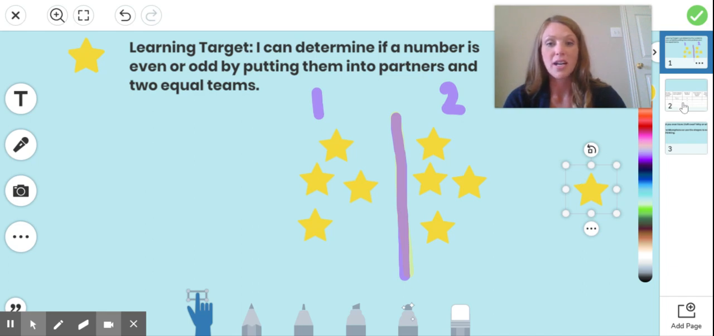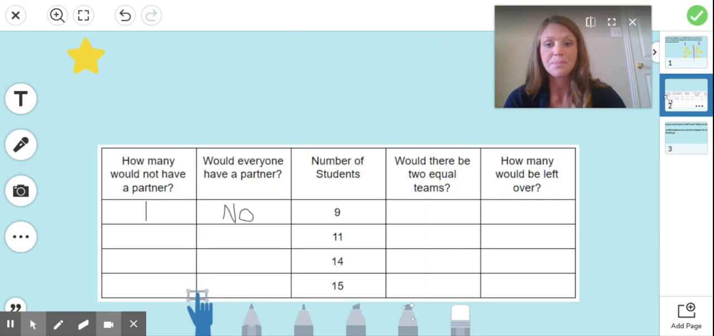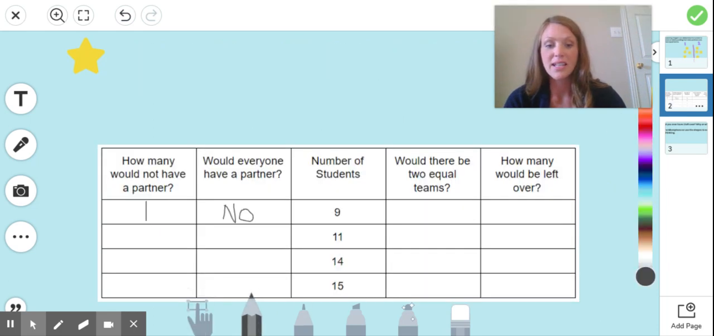So let's go back to our chart and fill in our information. Grab my writing tool again. Would there be 2 equal teams? You're right. Nope, we could not make 2 equal teams. Would there be any leftovers? Yep, we had 1 leftover. Okay, so now thinking about what we learned, since we can't have partners, we had 1 leftover, and we can't make 2 equal teams, we had 1 leftover. Is this number even or odd? Did you say odd? Good job.